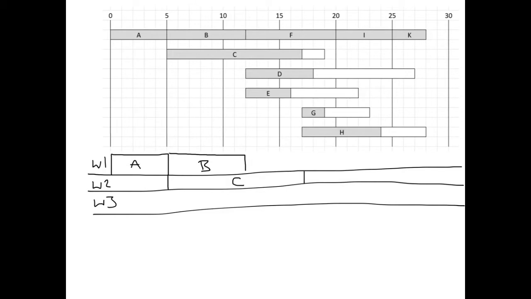Advancing the time to 12, we've got F, D, and E that could all start at that time. Now F is critical, so that one must be allocated at that time, so that one we'll put for worker 1, there's F, and we see that D and E could both be started at time 12. However, at time 12 we don't have two workers available, we've only got one.